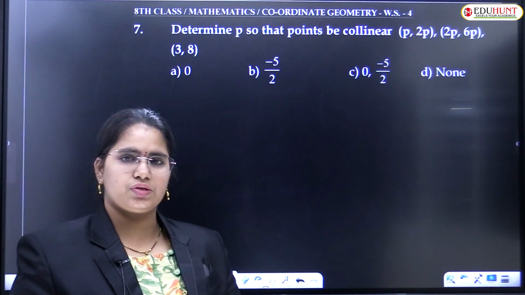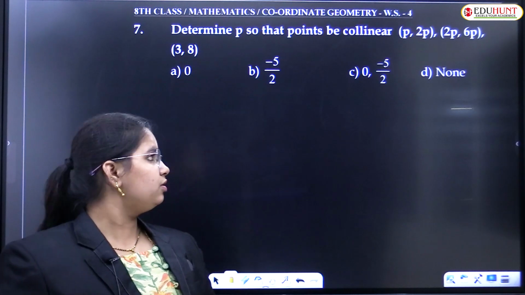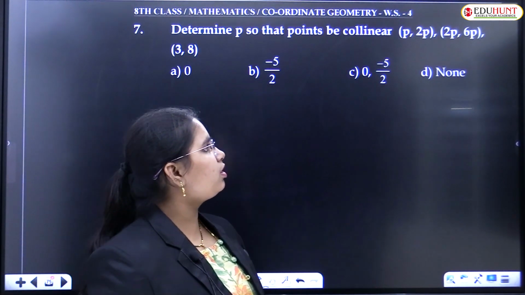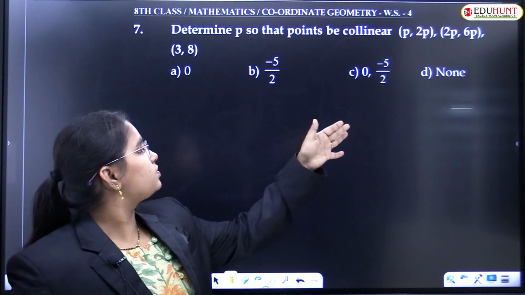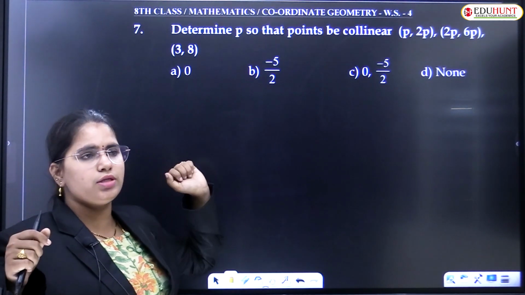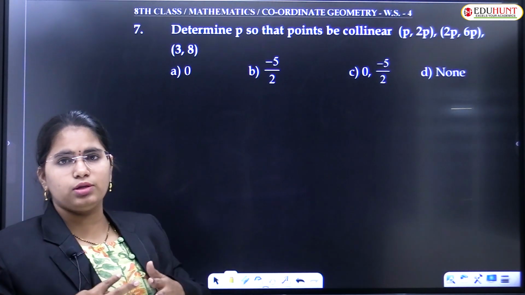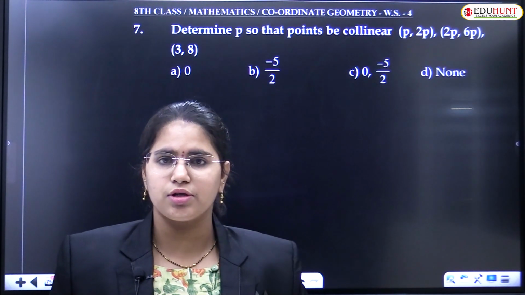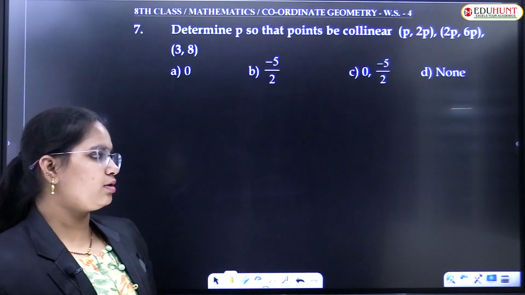So what is my next question here? Just read out the question. Determine P so that the points P, 2P, 2P, 6P, and 3, 8 be collinear. Here also again we are given 3 different points, and again you have to find the value of P, right? We have solved many problems like this. So let's start the problem.